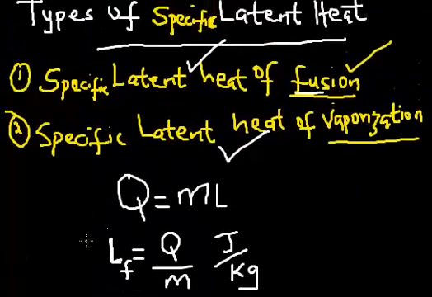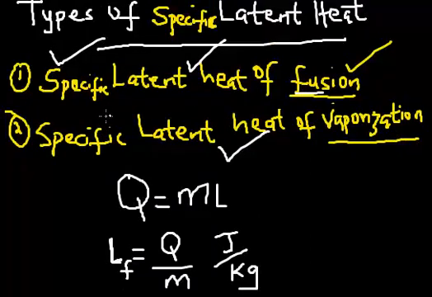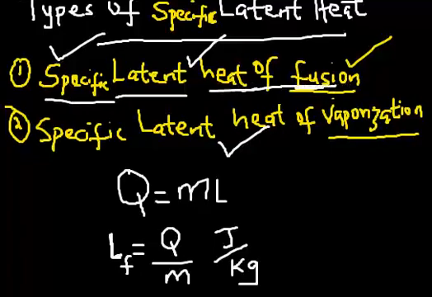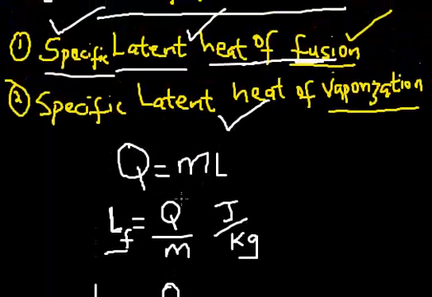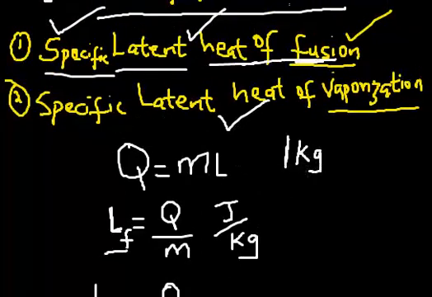So how do I define specific latent heat? Let me define that of fusion first, please pardon me. How do I define specific latent heat of fusion? Specific latent heat of fusion, LF, is defined as the quantity of heat energy that is required to change 1 kilogram. Remember, it is specific. When we are defining it in terms of being specific, I have to specify the mass.